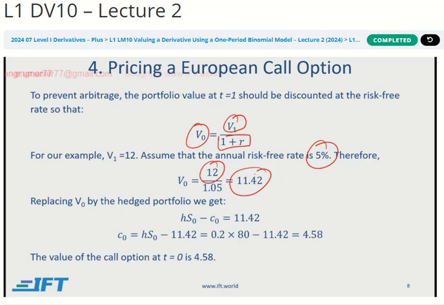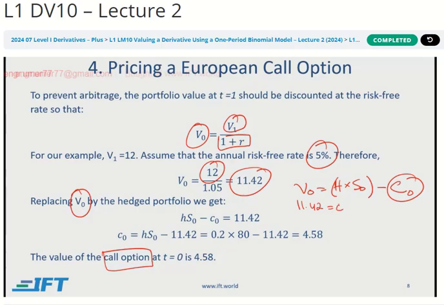Now this is almost done. Now we know the value today, but what we need to know is the call option value today. So again, the value today is equal to the hedge ratio multiplied by the spot price today minus the call option value today. And we need to know this. Now we know the value today, which is 11.42. We know the hedge ratio, which is 0.2. We know the spot price today, which is $80. And now we can solve for the call option value today.